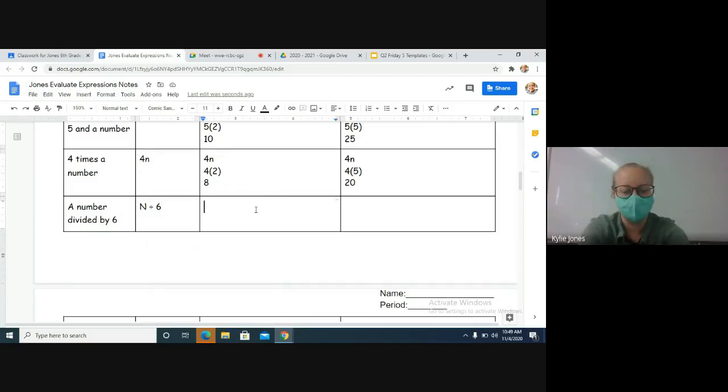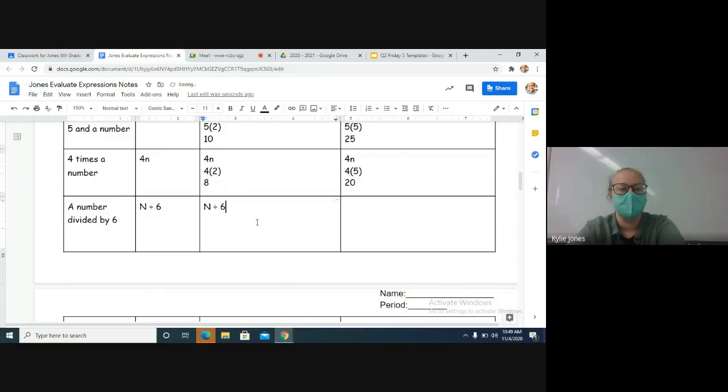Our next one. You might want to just copy and paste it over now that it's there, so you don't have to find it again. N divided by 6. Copy and paste that over. We need to do our replacement here, our substitution. We know that n equals 2 for this column. So what do I need to replace n with? 2. We need to divide it. I'm going to copy and paste the division sign. Divided by 6.